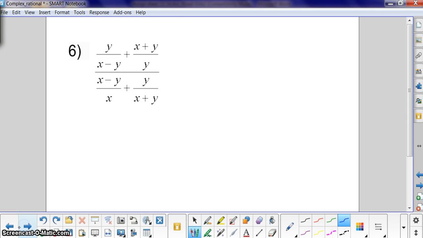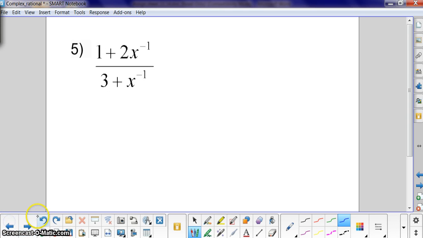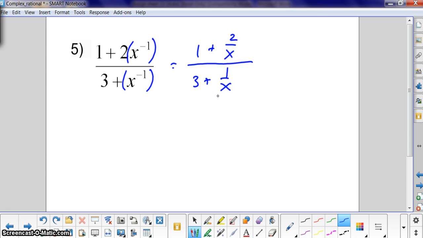And here's the final variety of questions you'll see. We kind of talked about it at the beginning of the first video. x to the negative 1, x to the negative 1. That can simply be rewritten as 1 plus 2 over x and 3 plus 1 over x. And now this turns into a problem just like we started with. Try this one on your own. Identify the least common denominator and then simplify this complex rational expression.